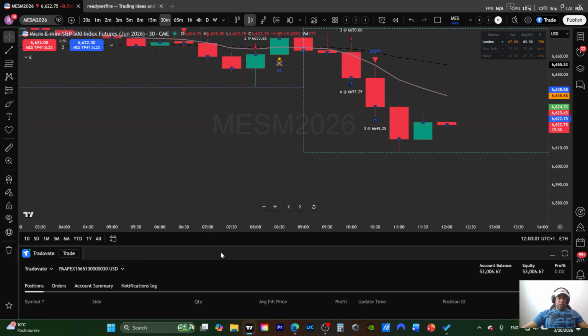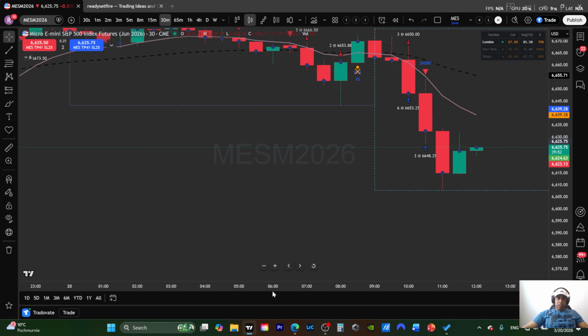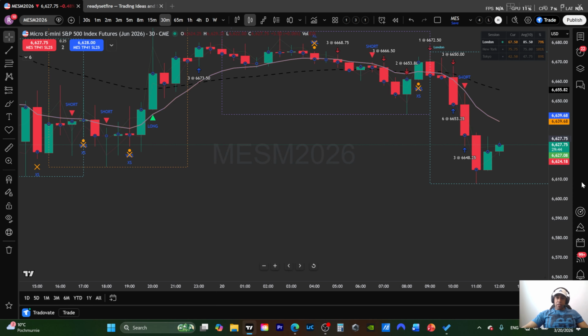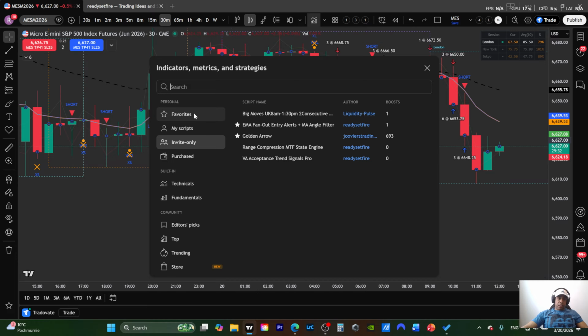So how to get the indicator? This indicator is invite only. So you're gonna have to either comment your TradingView username on the video, or reach out on TradingView, and I'll give you access. Once I give you access, you go to your indicators, favorites, invite only, and then you will see this indicator over here. Is this one over here? Value Area Acceptance Pro. I just released it today. I'll add it to my favorites.